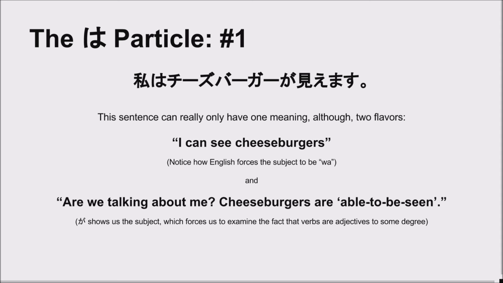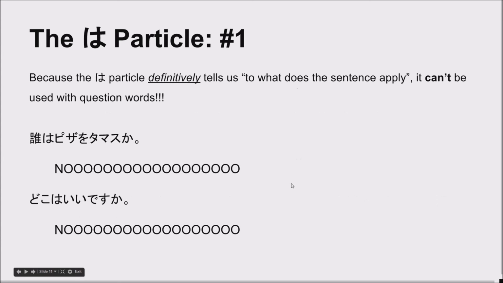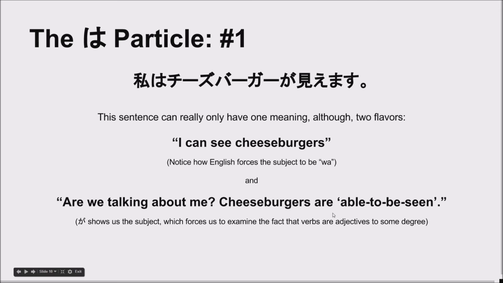And the problem is that we don't get it. English and Japanese are different. Oh my gosh, I want to go on an 18-page dissertation about this. Anyway, are we talking about me? Cheeseburgers are able to be seen, and even this R shouldn't be there. Oops. Even this R shouldn't be there. Just English forces me to do that.